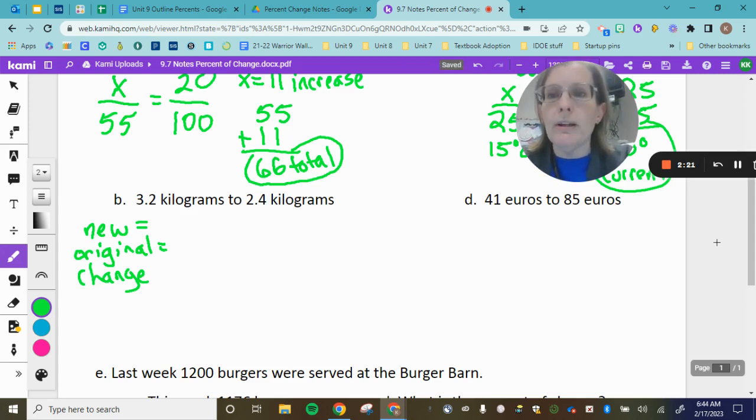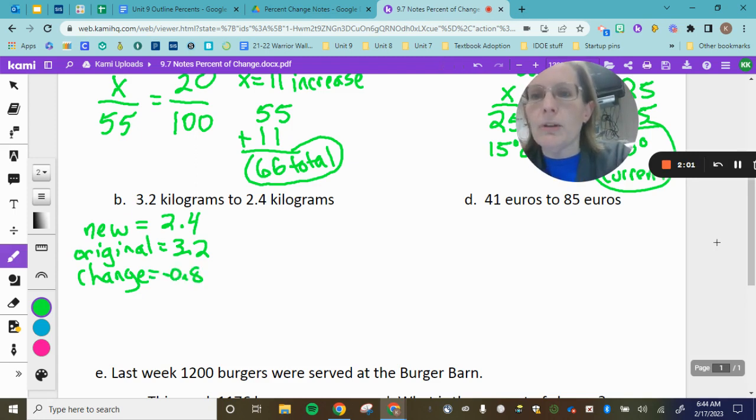So 3.2 kilograms to 2.4 kilograms. So my 3.2, that's my original number. My 2.4, that's my new number. And then I will subtract these and I would get a negative 0.8. But we don't really worry about the negatives here because that just tells me that it was a decrease. And you can tell it went down. 3.2 to 2.4, it was a decrease, it went down.